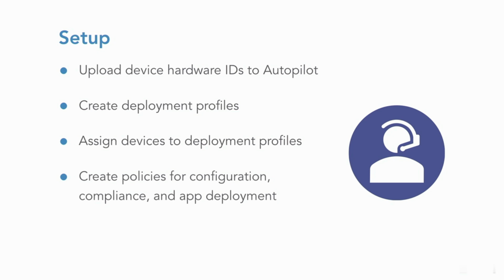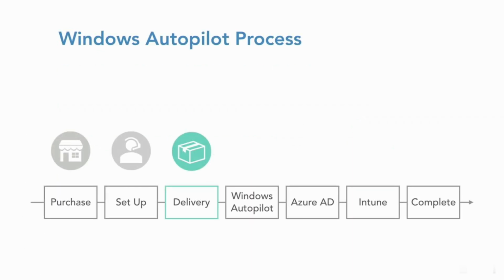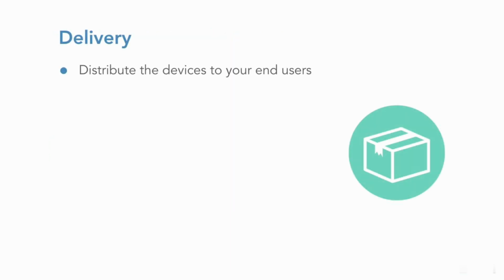You'll assign the devices to the deployment profiles, and you'll create device configuration policies and device compliance policies and deploy apps to specific groups. After purchase and setup, devices are then delivered to your end users. You can distribute the devices to your end users, or the delivery can be directly from your vendor, since you don't actually need to touch the device.